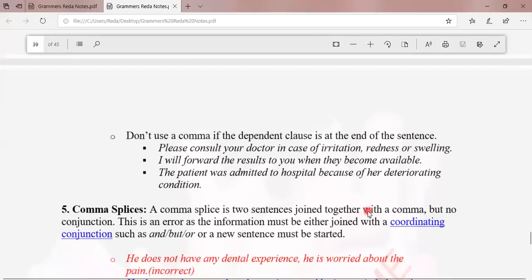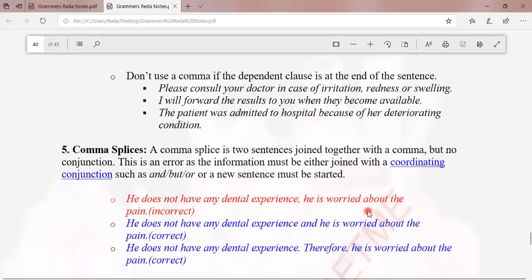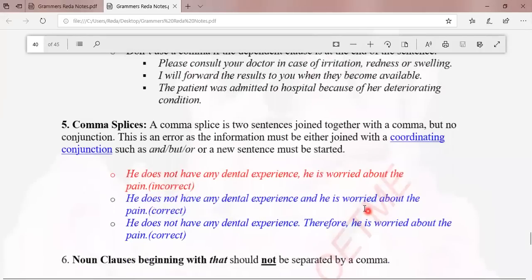Comma splices. He does not have any dental experience and he is worried about the pain. This is correct, but he does not have any dental experience, comma, no, this is called wrong. You have to add a conjunction. You have one tool. Okay.